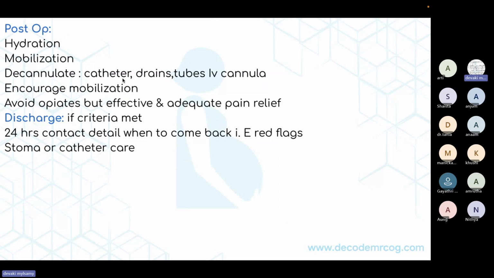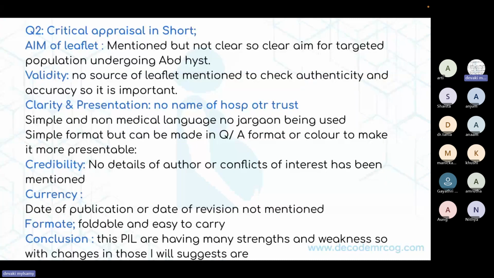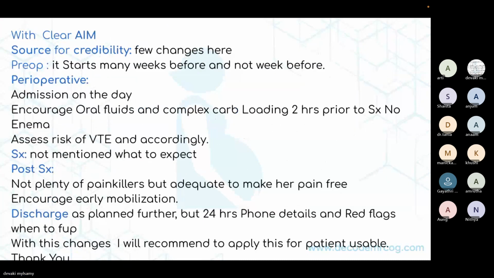That means remove catheter, remove drains, IV cannula, and avoid opioids. But adequate pain relief needs to be contained here and needs to be discussed. Once the patient is fit, has tolerated orals, mobilized adequately, and is pain free, we can discuss the discharge with the 24-hour contact details, red flag signs, and when to follow up. That needs to be mentioned in the discharge summary also, and the care can be handed over to the primary care.